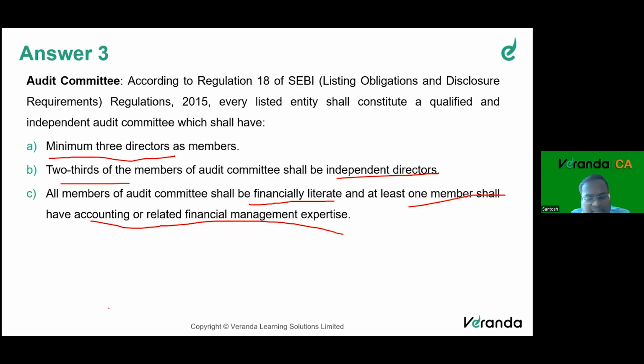Now let us take another example. The internal auditors come and say there is a problem in your revenue recognition. Now they can be financially literate. They can understand whether the company is doing well or doing badly. All of that is fine. But how will they even know what revenue recognition is, under which accounting standard revenue recognition needs to be followed? How will they even do it? That is why it becomes extremely important that they are financially literate and at least 1 member shall have accounting or related financial management expertise.